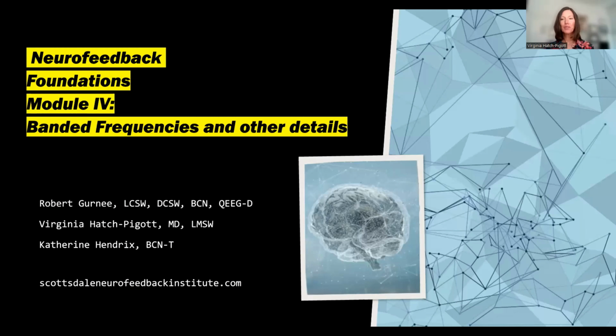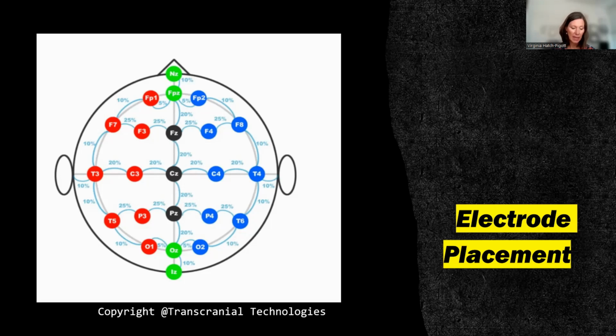Each site has a letter and a number, or another letter in the case of sites over the midline. The letters F, T, C, P, and O stand for frontal, temporal, central, parietal, and occipital. Even numbers 2, 4, 6, and 8 refer to the right side, and odd numbers 1, 3, 5, and 7 refer to the left side. Z refers to the electrodes placed along the midline.